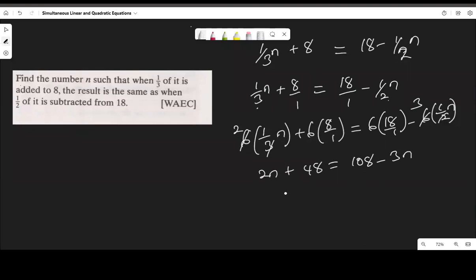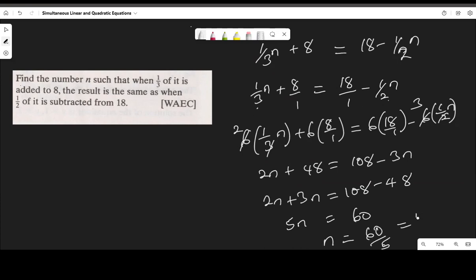Okay, collecting terms, 2n plus 3n equal to 108 minus 48. 5n equal to 108 minus 48, which is 60. N equal to 60 divided by 5, which is 12. So n is 12.